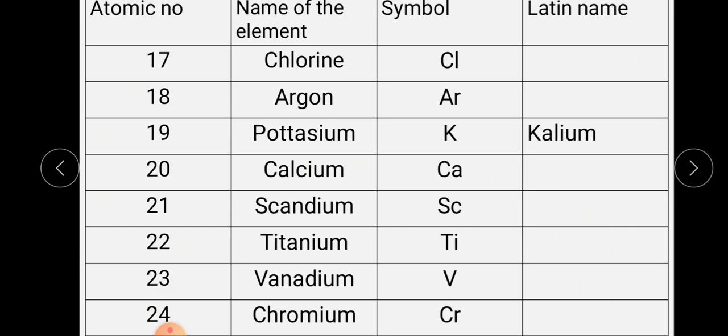And element number 19 is potassium, and it also has a Latin name, that is Kalium. That's why the symbol is K, the first letter. Next element, 20th, is calcium, Ca. 21st element is scandium. 22nd element titanium, 23rd vanadium, and 24th chromium. So scandium Sc, titanium Ti, vanadium V, and chromium Cr.